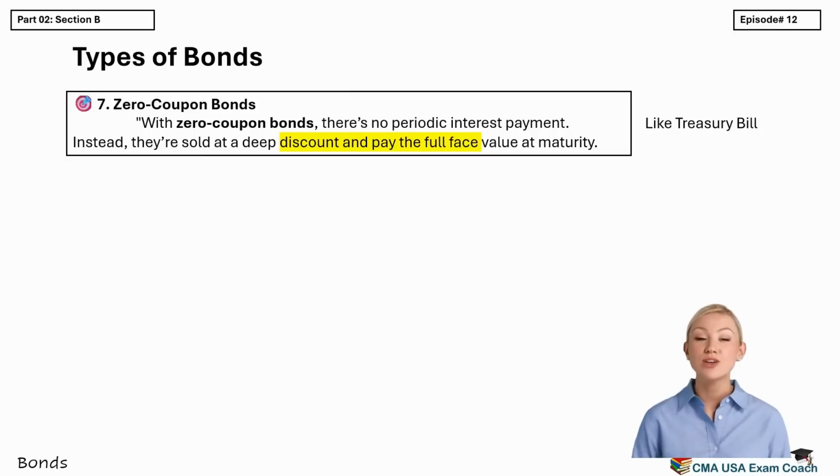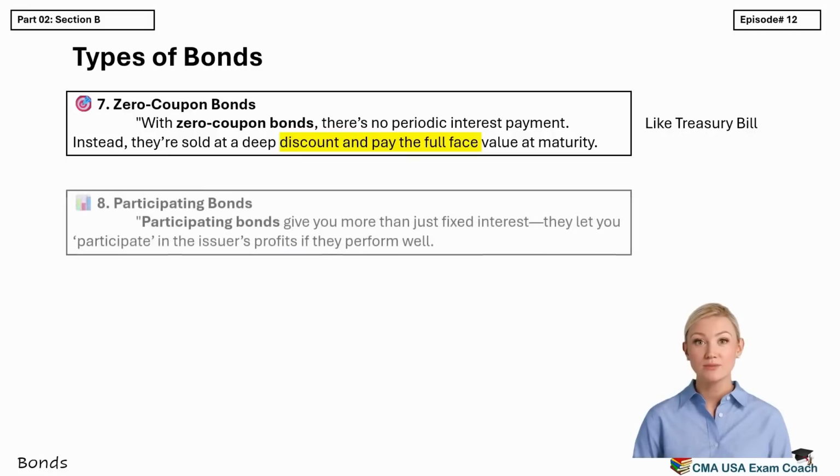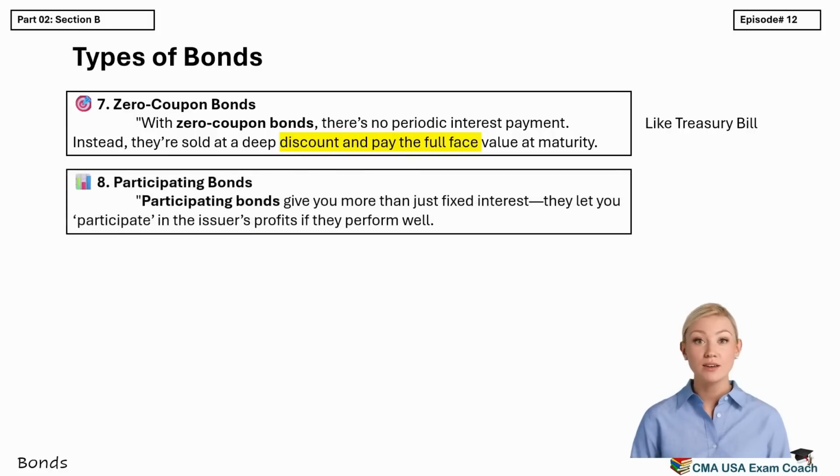Participating bonds offer more than just fixed interest. They let investors share in the profits of the issuer. That means if the company performs well, you could receive an additional return on top of your regular interest payments. It's like having a bond with a performance bonus built in.